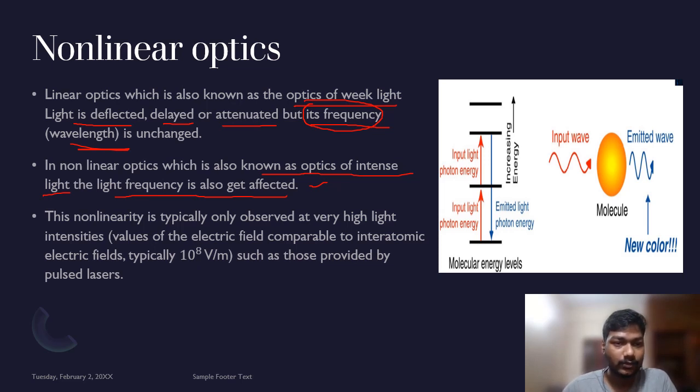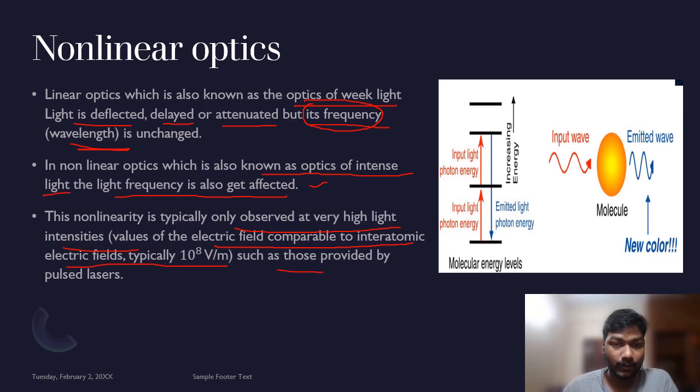This nonlinearity is typically only observed at very high light intensities. Values of electric field comparable to the interatomic electric field are typically 10 to the power 8 volt per meter. So this nonlinearity is only observed when we are applying an electric field comparable to interatomic electric fields, which is typically 10 to the power 8 volt per meter. So this is very high.